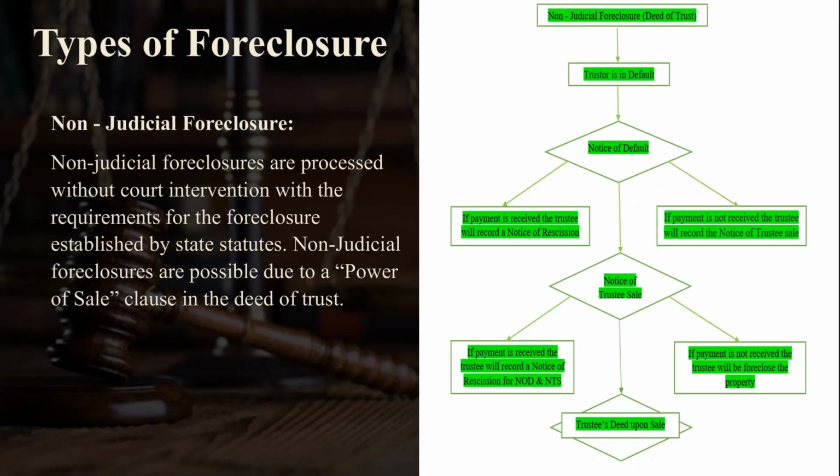Then the second method of foreclosure is non-judicial foreclosure. This scenario happens in a deed of trust document. Non-judicial foreclosures are processed without court intervention, with the requirements for the foreclosure established by state statutes. Non-judicial foreclosures are possible due to a power of sale clause in the deed of trust.